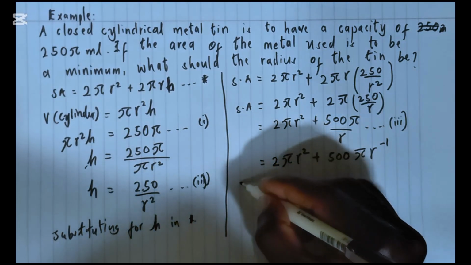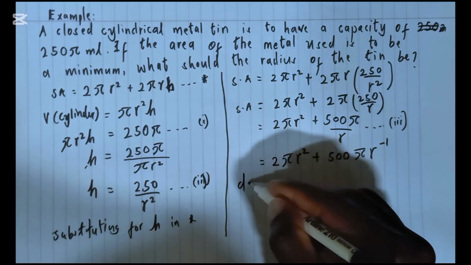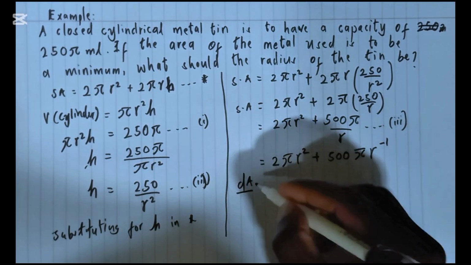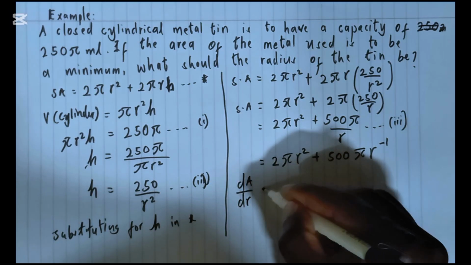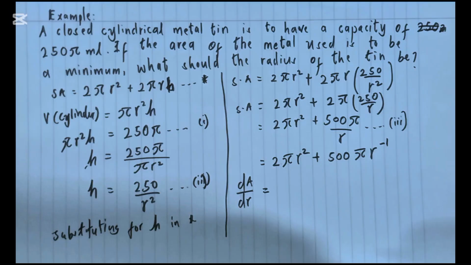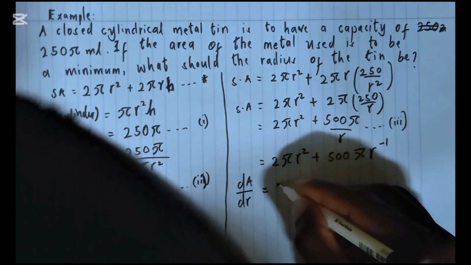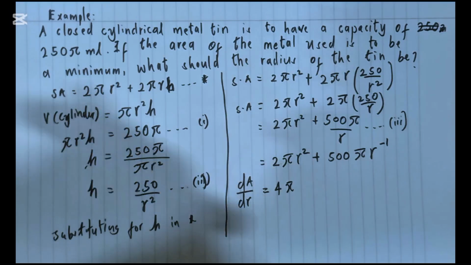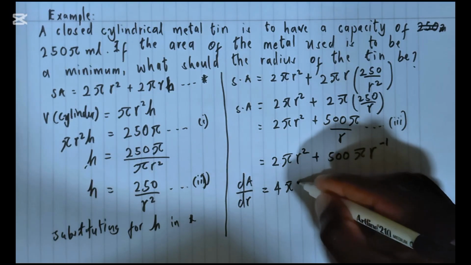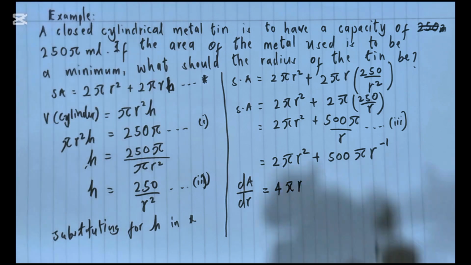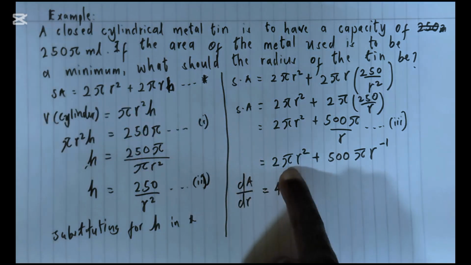So for us to find the derivative of this particular equation, we are going to have the derivative of this area, SA, with respect to r, will be given by 2 times 2 times 2, of course, that will be 4. That will be 4 pi. Remember this is also a constant, 4 pi. And so r will be 2 minus 1, basically giving us r. So that's the derivative of this term here.